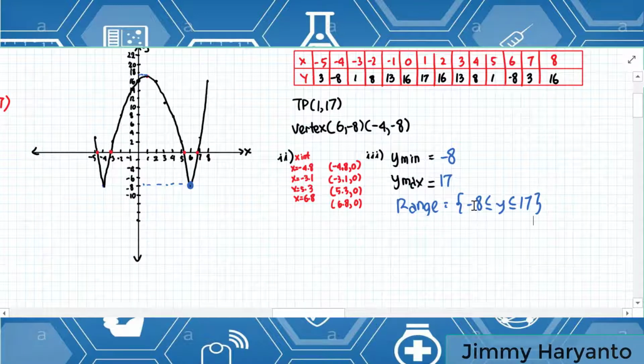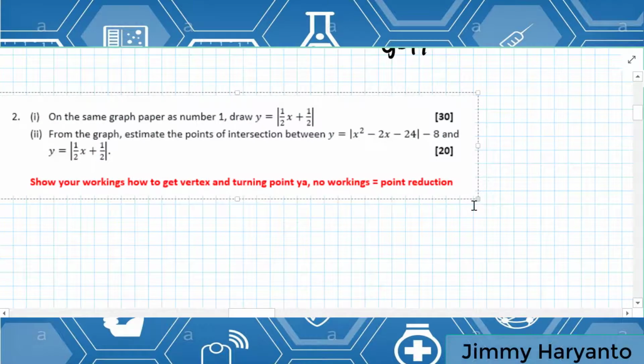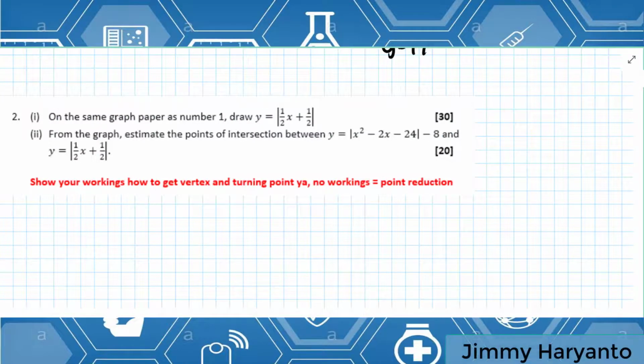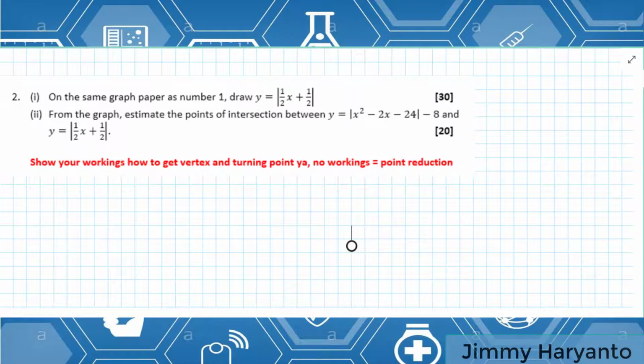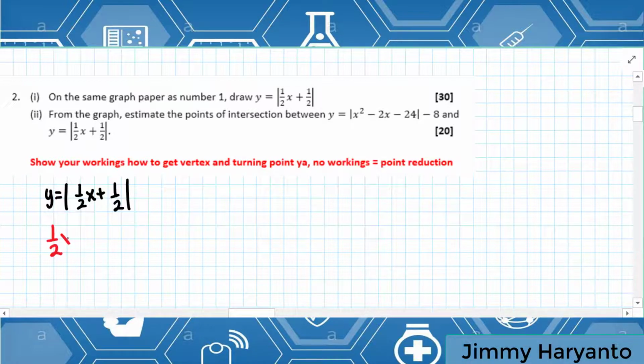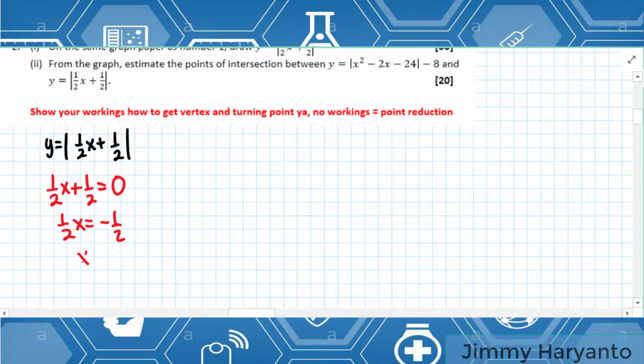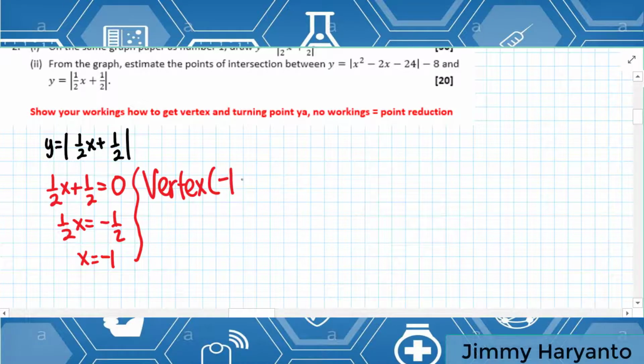Next is number 2. On the same graph paper as number 1, draw y equals the absolute value of half x plus half. Like usual, we have to find the vertex. The vertex is when we make the function into 0. So 2x equals negative half, x will be negative 1. So the x of the vertex will be negative 1.